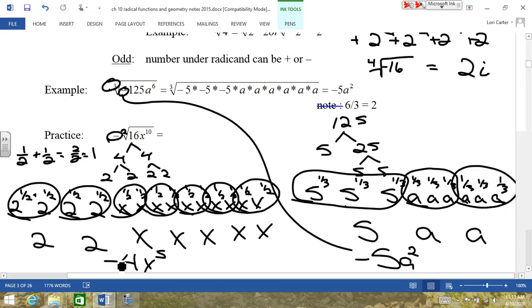All right, that's the long way. If you need to do it that way, that's fine. Okay, short way. I'm going to erase this.